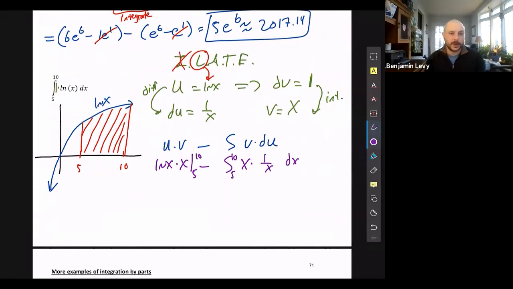So the x and the 1 over x cancel into the number 1. Maybe I should just write that step down, right? It ends up being just the integral from 5 to 10 of the number 1. And that's super easy, right? It just becomes x, and then you plug the numbers in. So I'll write that step down too.